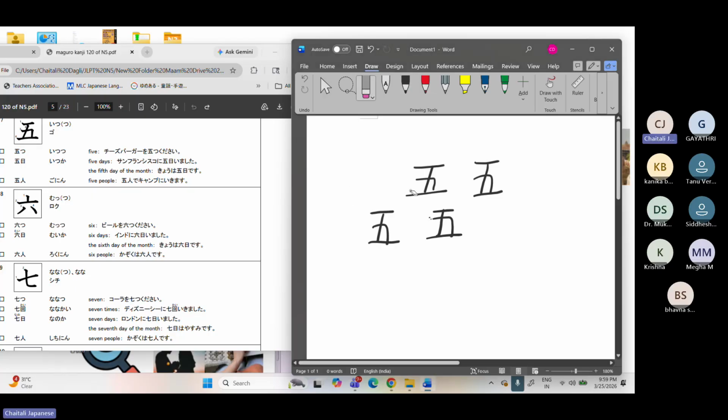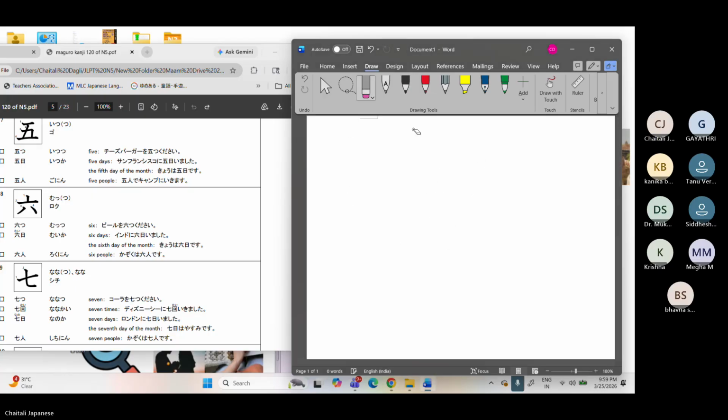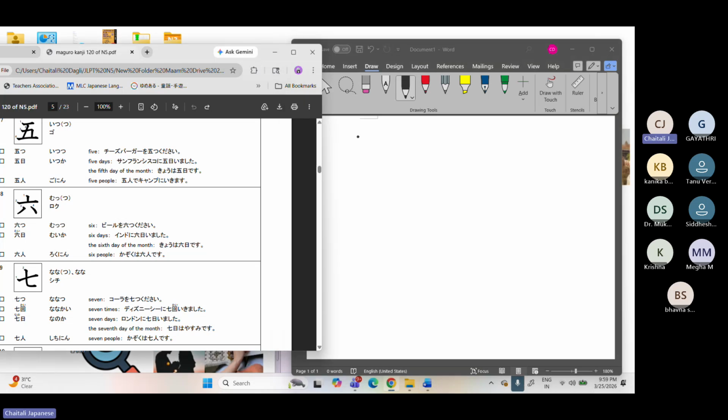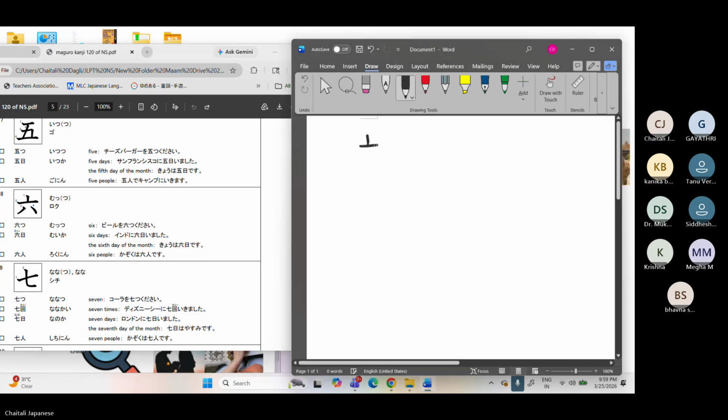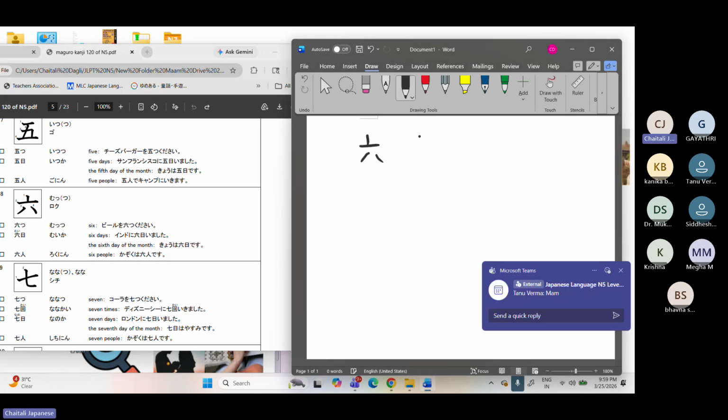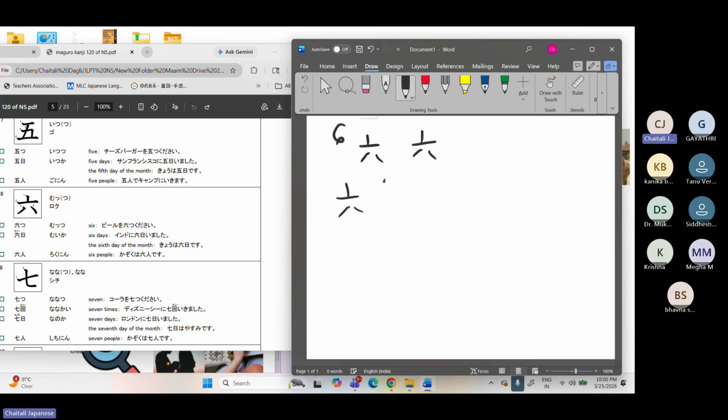This is 6. So this was 5. Now we see Roku, that is 6. So 6 is very easy. Yes, Tanu. This is number 6. Very hard? This is not hard. If you practice, if you are consistent, you can pass JLPT. Students do pass JLPT. It is not hard. So this is 6 again.